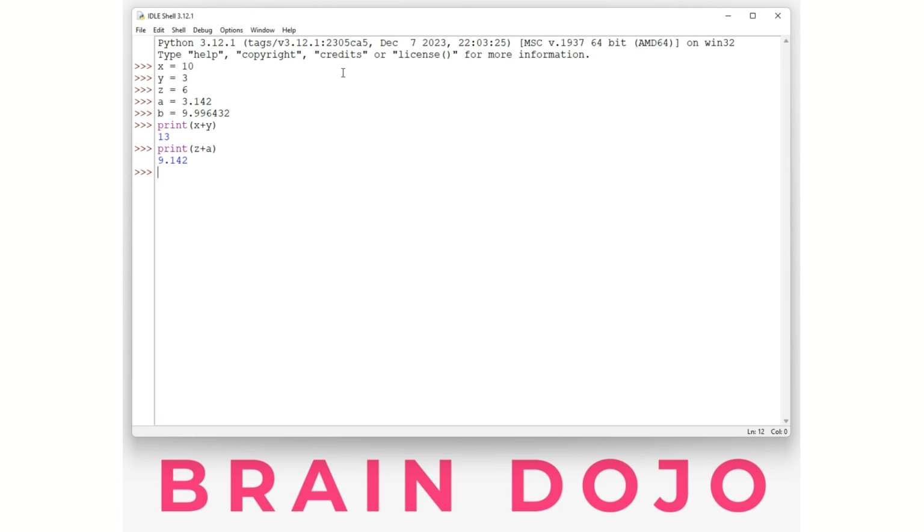Moving on to subtraction, again simple, using a minus sign. So x minus z. We can subtract floats the same way. So let's say b minus a, and it gives you the number.